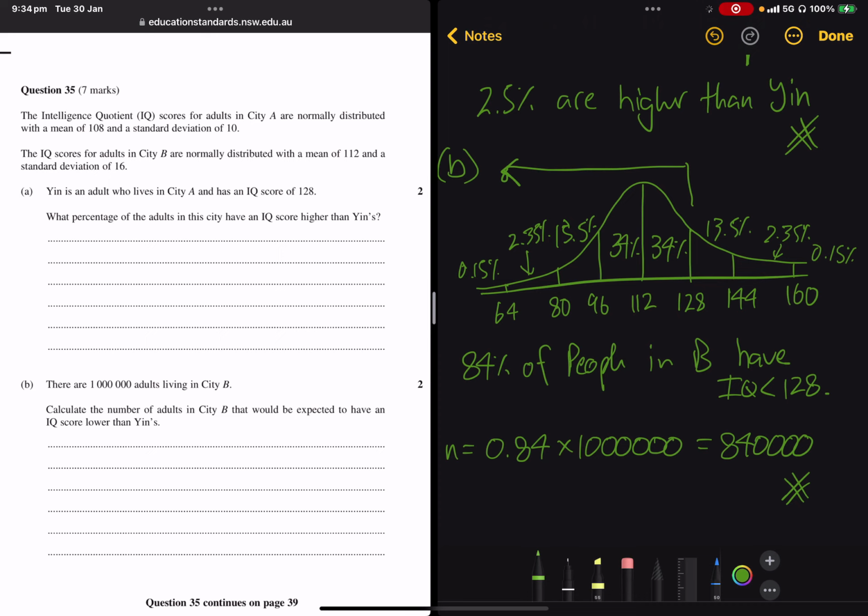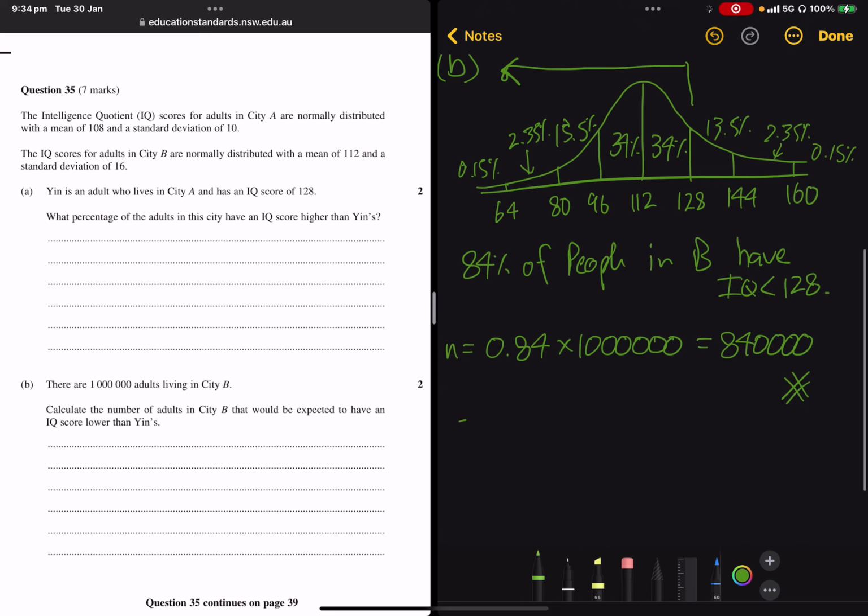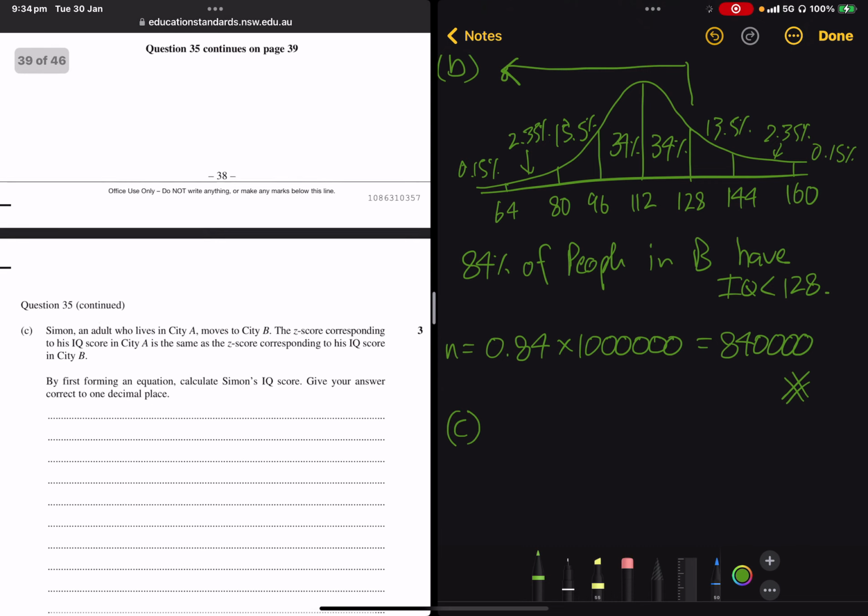Now this question has a third part, part C. Simon, an adult who lives in City A, moves to City B. The z-score corresponding to his IQ score in City A is the same as the z-score corresponding to his IQ in City B. By first forming an equation, calculate Simon's IQ score, give your answer correct to 1 decimal place. So this is a slightly complicated question.